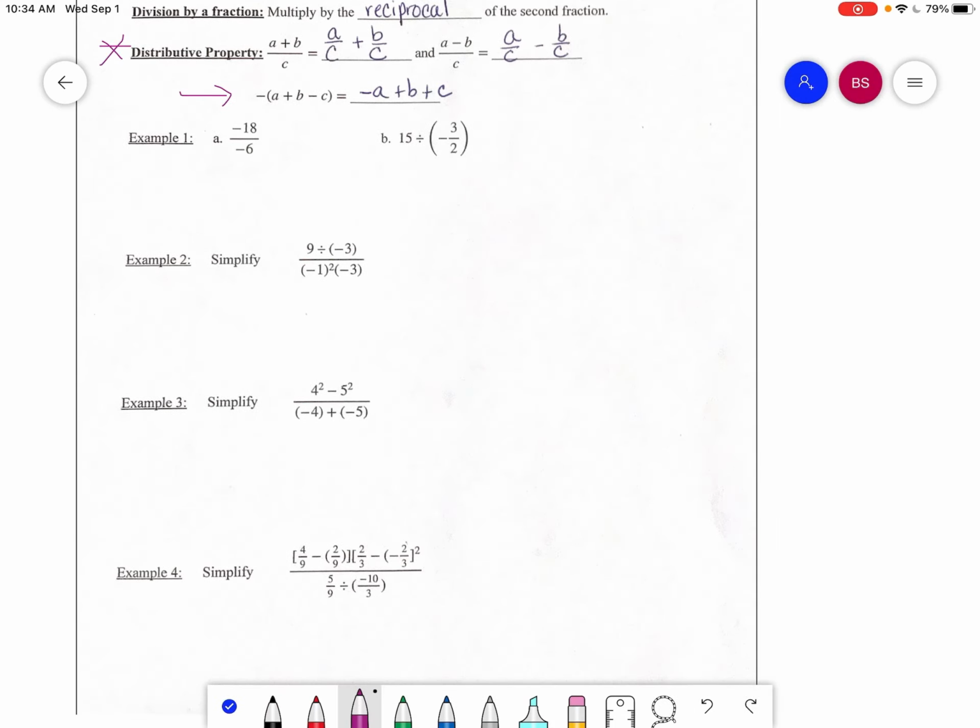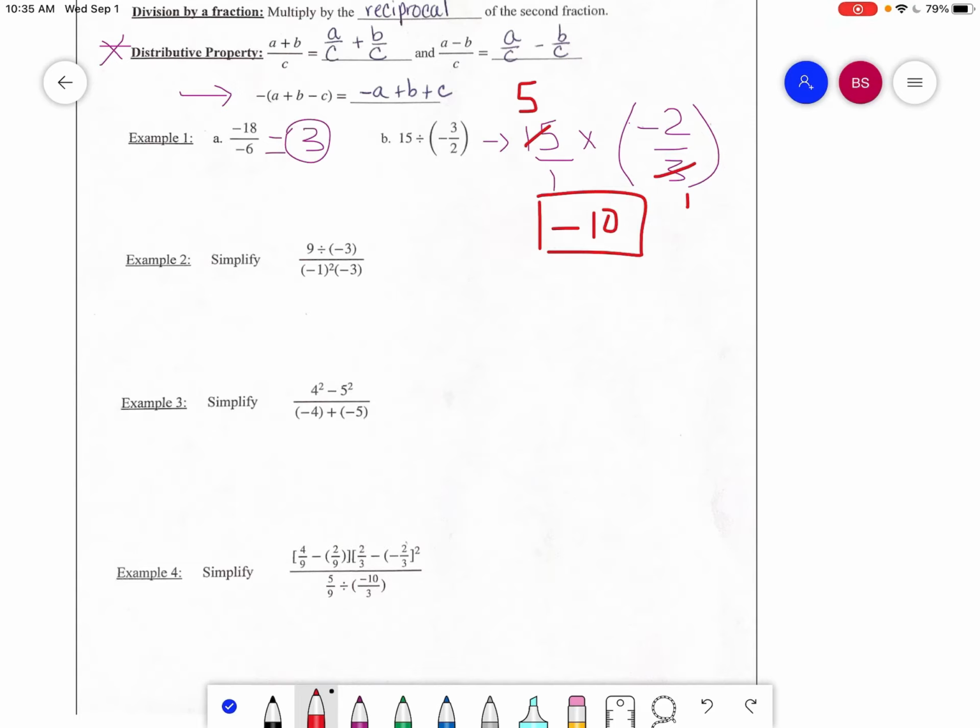Example 1A, when you're dividing, we're pretty much going to be writing division as a fraction. And I have 2 negative signs, so this is going to become positive 3. Okay, letter B, on 15 divided by a fraction. So when you're dividing by a fraction, you multiply by the reciprocal. So we need to change this to 15, leave the 15, times negative 2/3. Okay, and now we can reduce. This becomes 1, this becomes 5. There's 1 negative sign total, so the final answer should be negative 10.